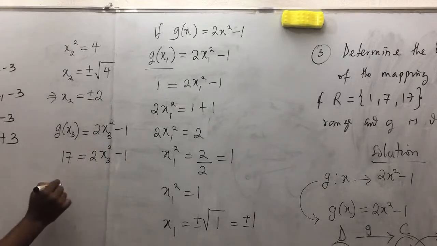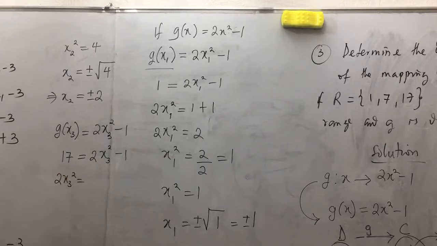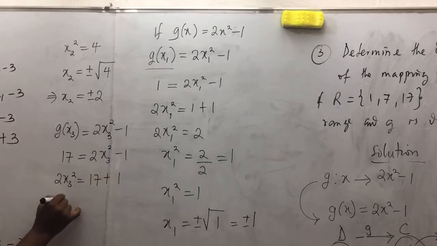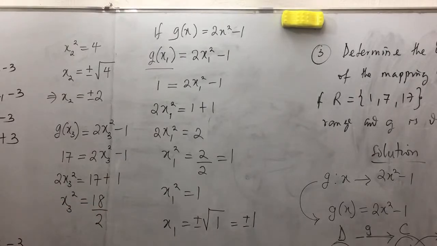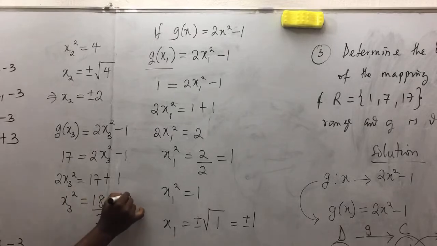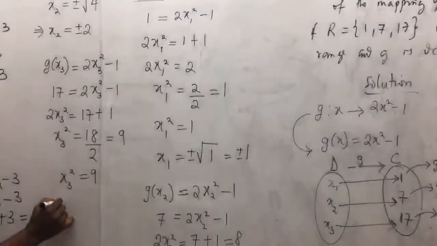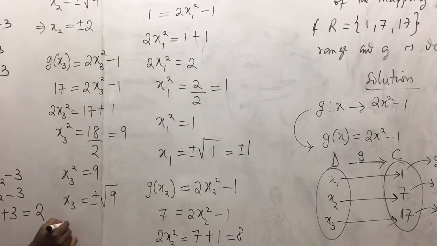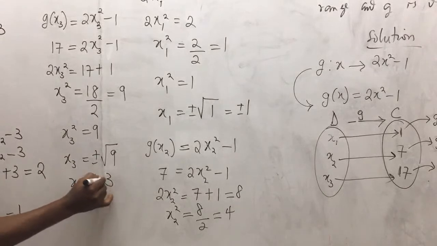And once you do that, it means you can now say 2x3 squared, when made the subject of formula, will give you 17 plus 1. And what is 17 plus 1, guys? It is 18. So 18 divided by 2 is what you would have for x3 squared. And 18 divided by 2 gives you 9, meaning that x3 squared is equal to 9, and x3 will now be plus or minus the square root of 9. So plus or minus the square root of 9, guys, will give you plus or minus 3.